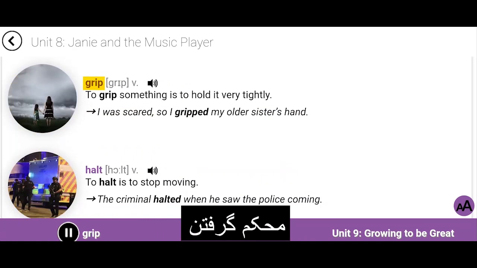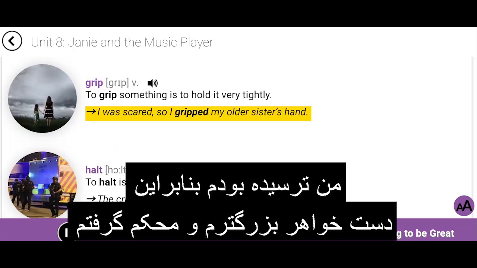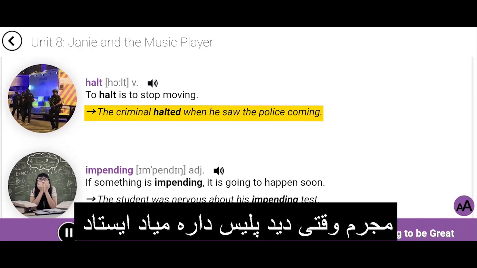Grip. To grip something is to hold it very tightly. I was scared, so I gripped my older sister's hand. Halt. To halt is to stop moving. The criminal halted when he saw the police coming.